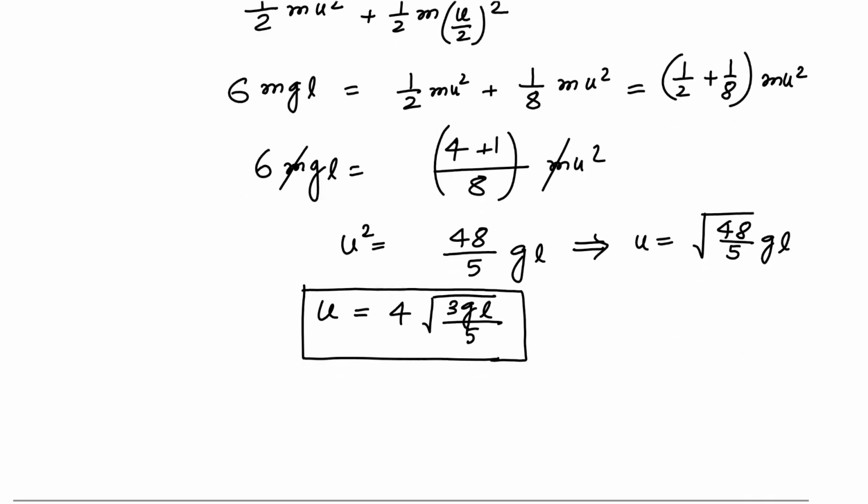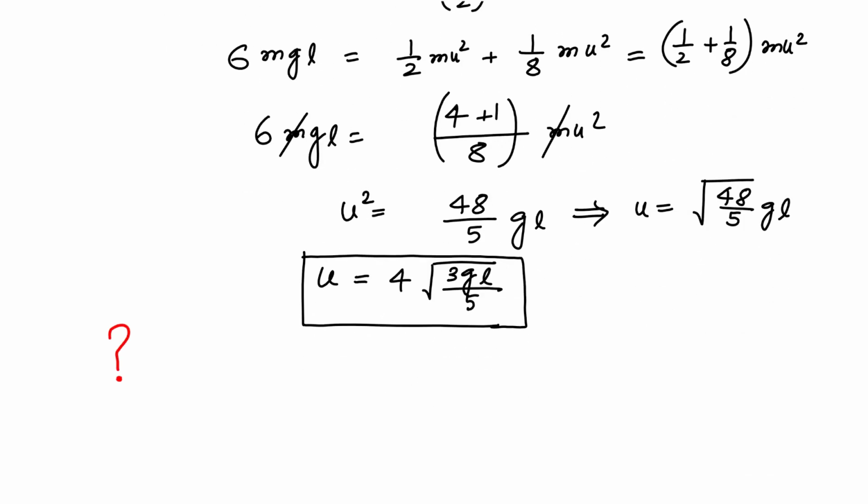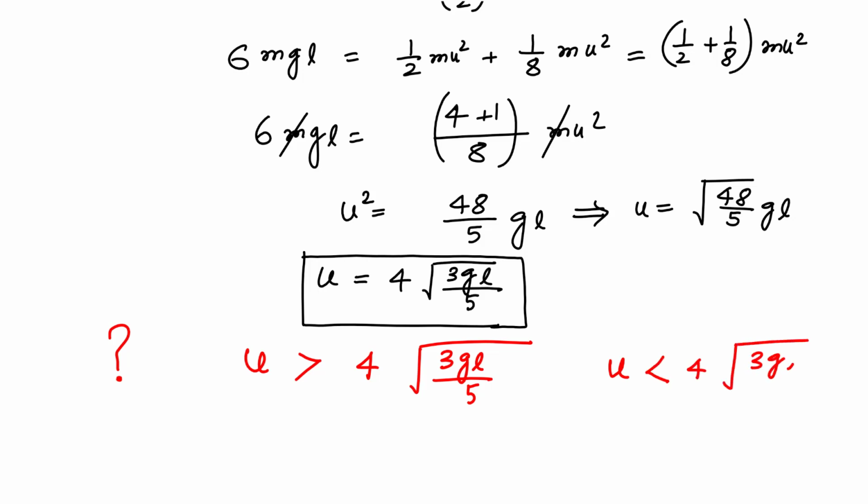Now a question for you: what will happen to the dumbbell if I impart a velocity greater than 4 times the square root of 3gL by 5? In this case, will the dumbbell have some kinetic energy, some velocity at the top point? What will that velocity be? And in another situation, what will happen if I give the dumbbell a velocity less than that? Let us discuss these two situations in the comment box, and I will see you in the next video.